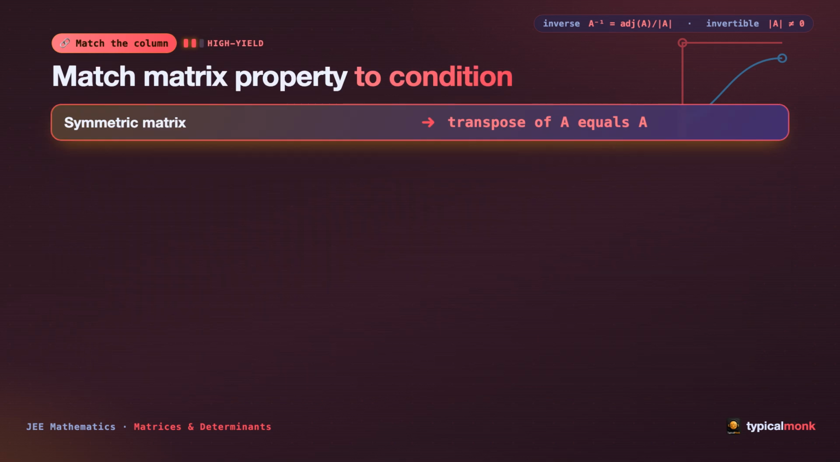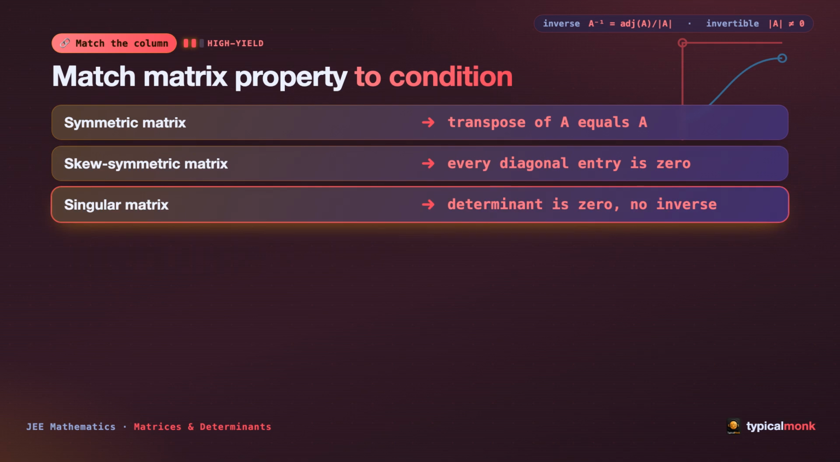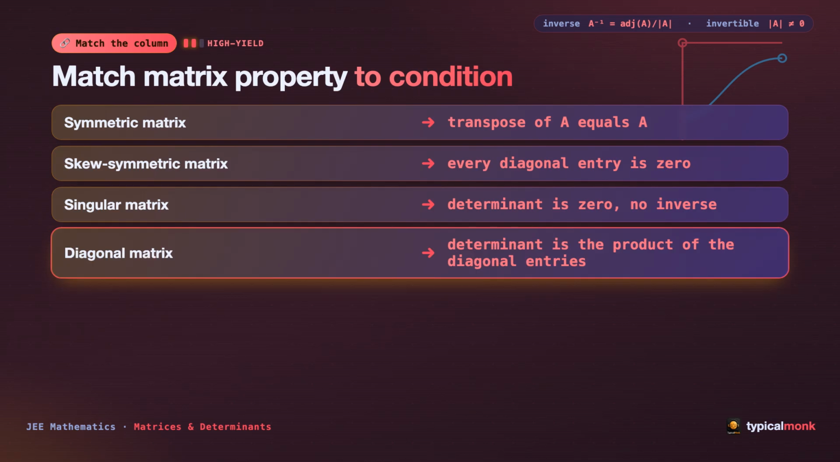A quick match now. Say each answer aloud before I reveal it. Symmetric matrix. This matches the transpose of A equals A. The grid mirrors itself perfectly across the diagonal. Skew-symmetric matrix. This matches every diagonal entry being 0. A number can only equal its own negative when that number is 0. Singular matrix. This matches determinant equal to 0 with no inverse. The adjoint formula simply breaks down. And diagonal matrix.